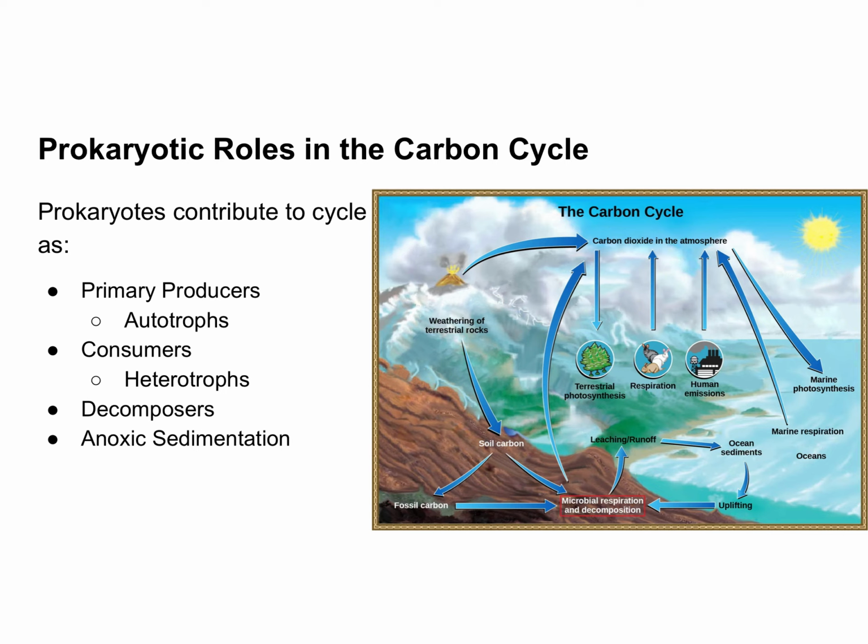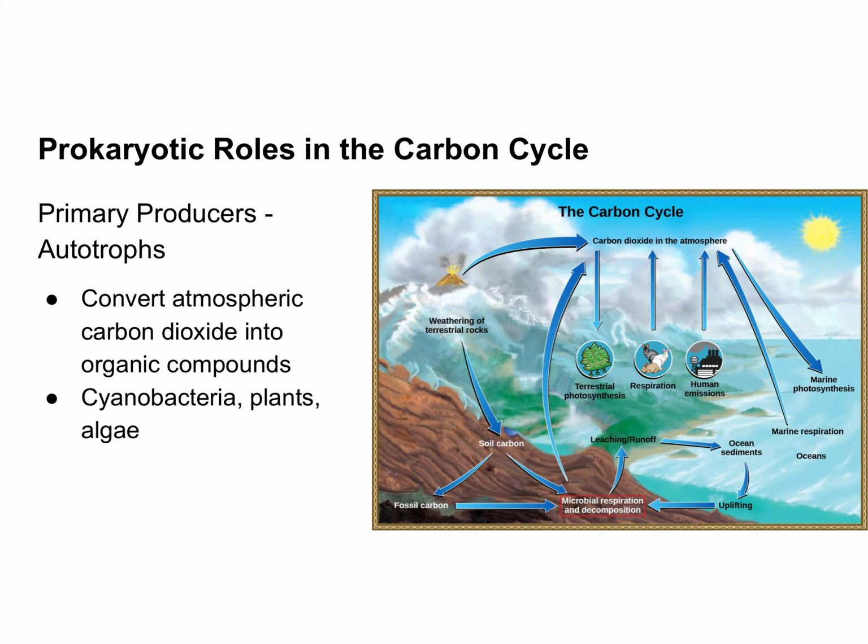So here's a list of different ways that prokaryotes contribute to the carbon cycle. And we're going to talk about each one of these in more detail on the following slides. So prokaryotes can be primary producers, which are also autotrophs, consumers, which are heterotrophs, decomposers, or involved in anoxic sedimentation.